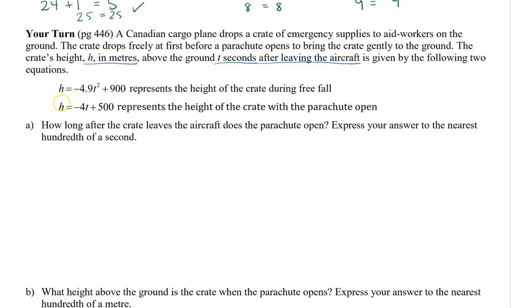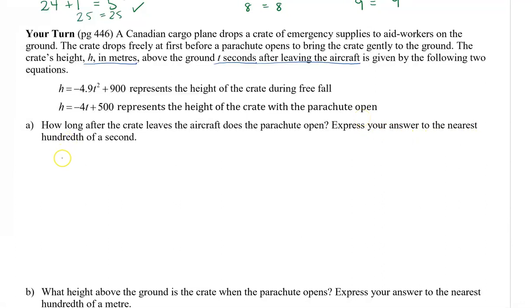the following 2 equations. So the first one here with the squared, this one represents the height of the crate during free fall. We can see that it's a parabola. The second one is a line, represents the height of the crate with the parachute open. So how long after the crate leaves the aircraft does the parachute open? And let's express our answer to the nearest hundredth of a second.